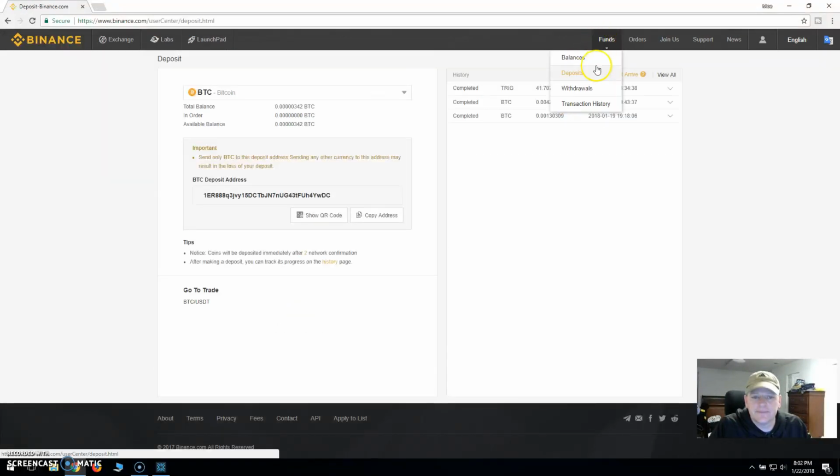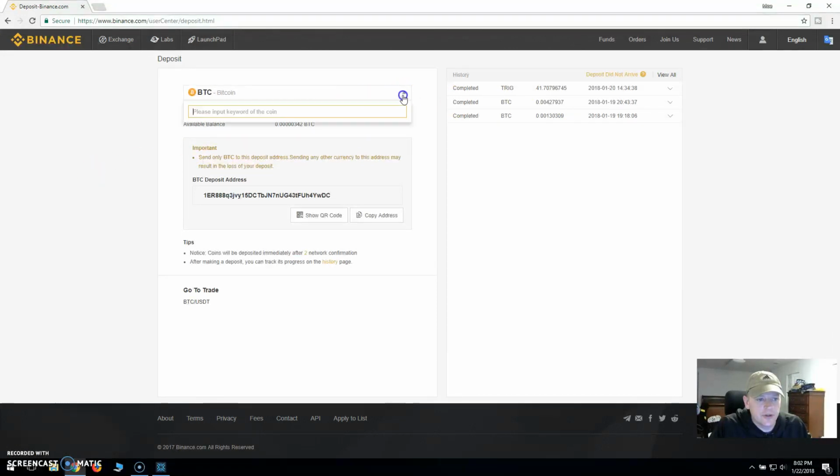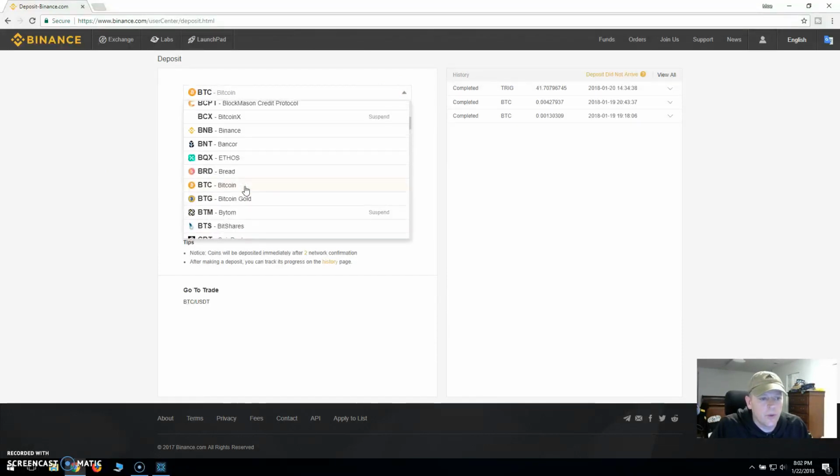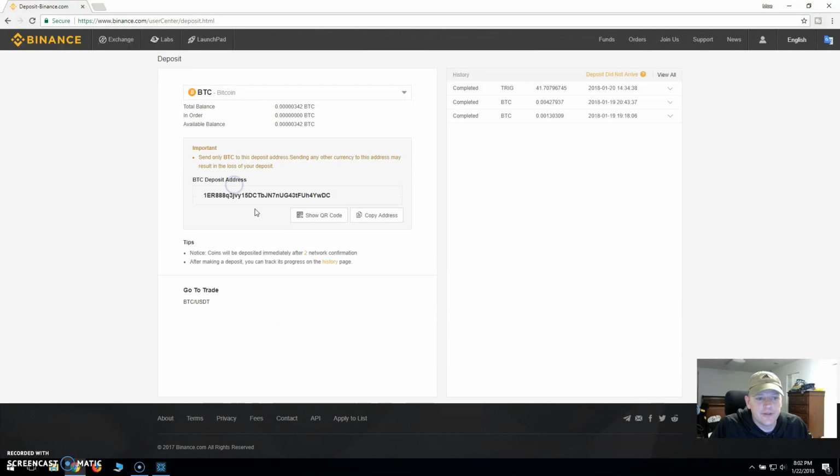You're going to go to deposits under funds here, and then you drop this down and you can pick any of these coins to deposit money into the exchange. It has wallets for all of these. If you choose Bitcoin, for example, it's going to generate an address for you right here. So you're going to go ahead and copy that address.